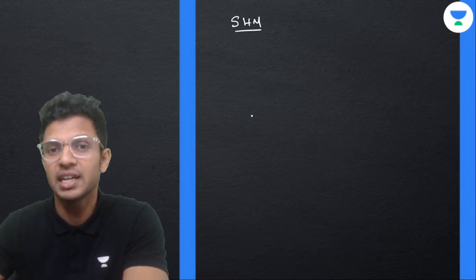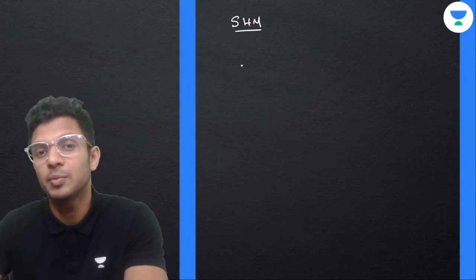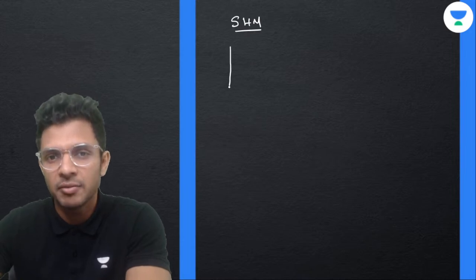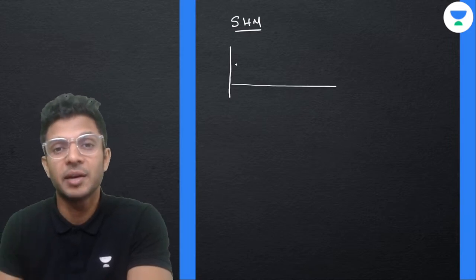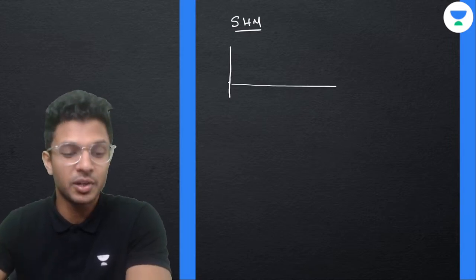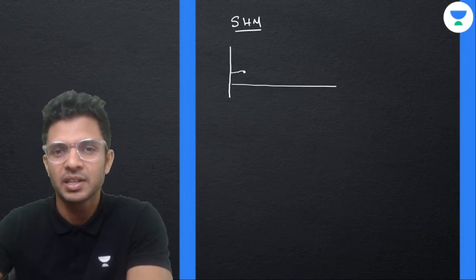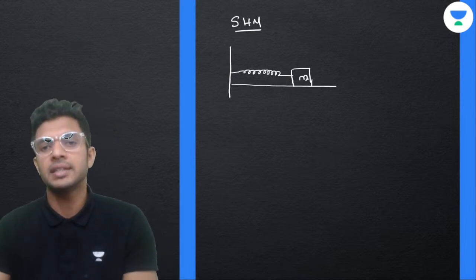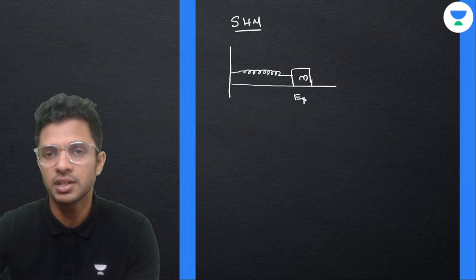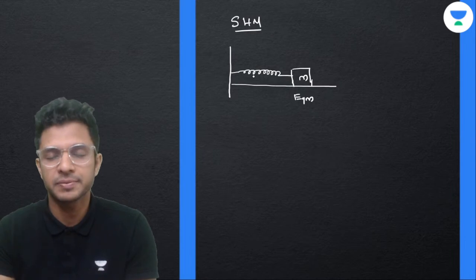Now, let's see, when can we call an oscillatory motion a simple harmonic motion? Once again, our question is, when can we say a given oscillatory motion is simple harmonic motion? Let us take that simple example, that common example which we take all the time to explain oscillatory motion. What was it? Yes, the spring and mass system. So we have the spring, and at the end we are connecting it to the mass. Let's say this is the equilibrium position. I'll draw it here. And this is the initial length of the spring.